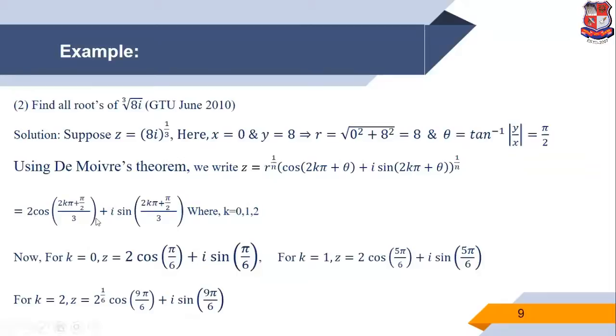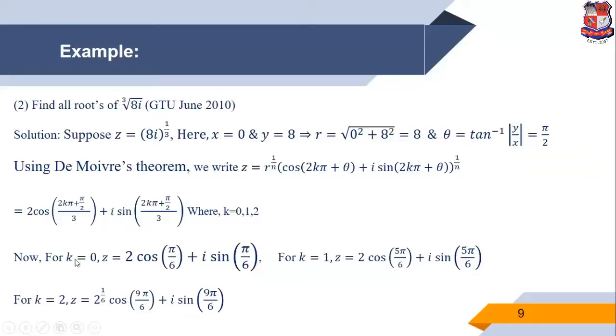Cos of 2k pi plus theta, where theta is pi by 2, and divide by n, because of the 1 upon n. So n is 3. Plus i sin of 2k pi plus pi by 2, divided by 3. Here n is 3, so k is 0, 1 and 2.